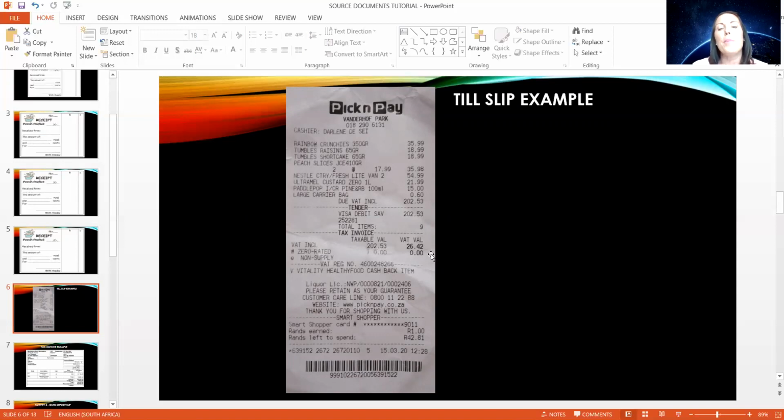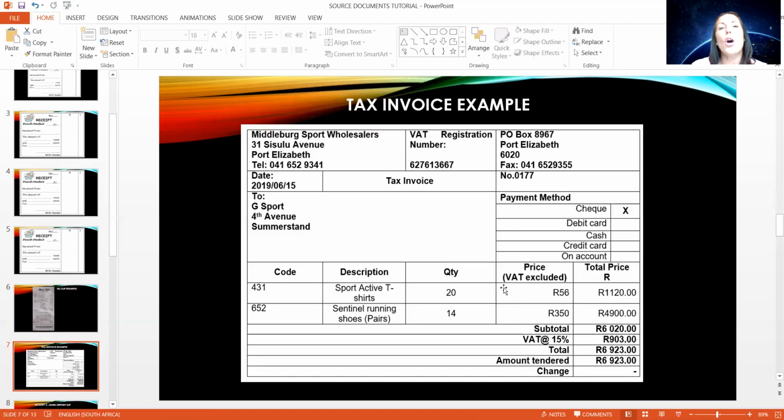So if I perhaps bought bread or milk, any of the items that do not attach or don't have any VAT attached to them, it would have been listed here. But in this case, all the items that were bought did have VAT included in the pricing. So this is an example of a till slip, cash slip, and then our source document will be the cash register roll. That's the part that stays inside the till after we've given the till slip or the cash slip to the customer. Right, then we move on to a tax invoice or a cash invoice.